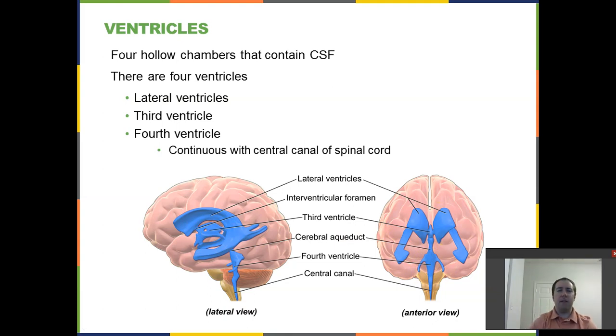Remember, in the middle of that spinal cord there was a hole. And I said that was going to be full of cerebrospinal fluid. That cerebrospinal fluid came from up in your brain. It just then drained down through your spinal cord.